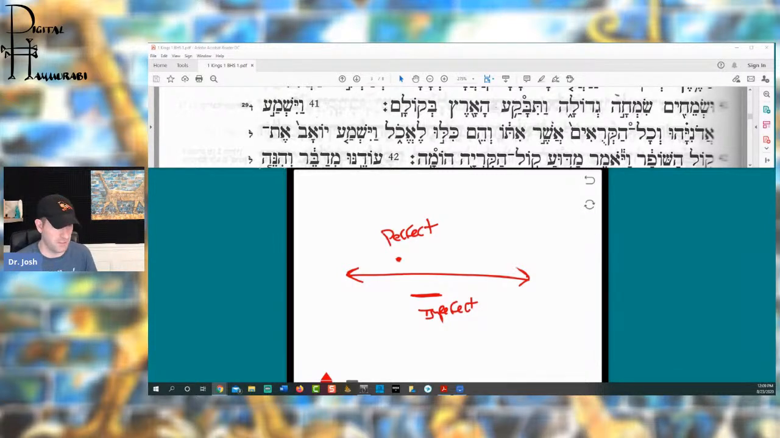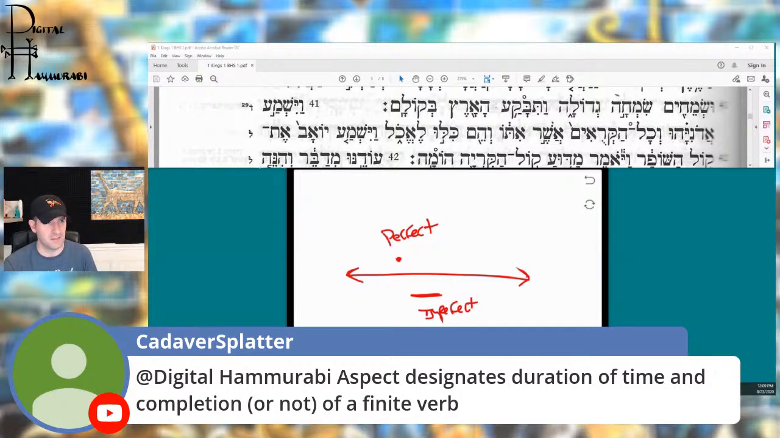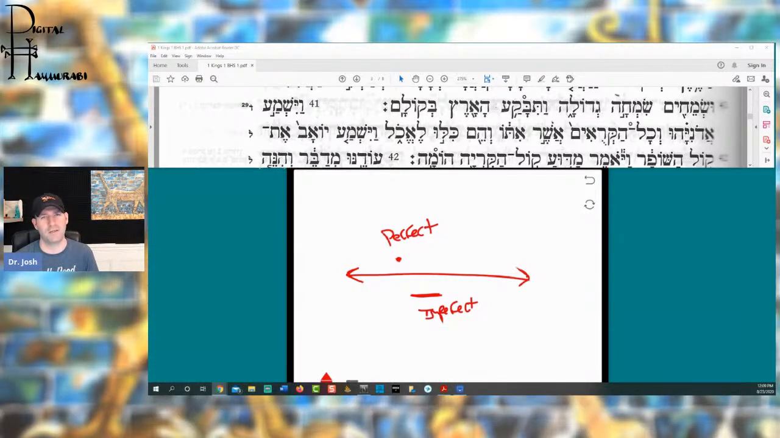Right. So Cadaver Splatter says it in another way that's really great. Aspect designates duration of time and completion or not of a finite verb. Right. So that's much more clinical, and that's good. But do you have completed action or do you have incompleted action? So that's why often if you're talking about action that's incomplete, it's ongoing, it's still going, that will often be present tense, future tense. It'll seem that way to us in the text. Whereas a perfect, something that's describing completed action, is very often used for the past.